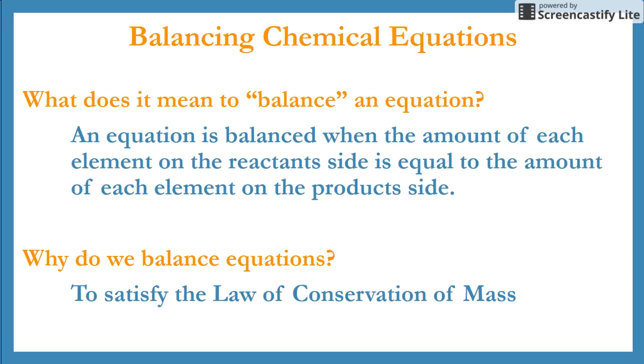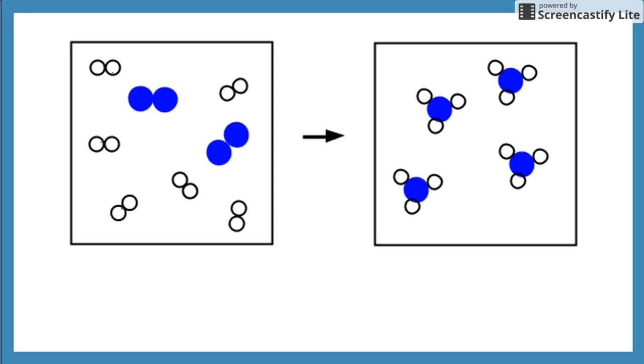Let's move on. Balance. So an equation is balanced when the amount of each element on the reactant side is equal to the amount of each element on the product side. And we did the demo. Remember, it's not the number of molecules, it's the number of atoms. So your oxygen has to be balanced on both sides, but it's possible to have different numbered molecules on each side, but the number of atoms do have to be equal. And we do balance equations to satisfy the law of conservation of mass.